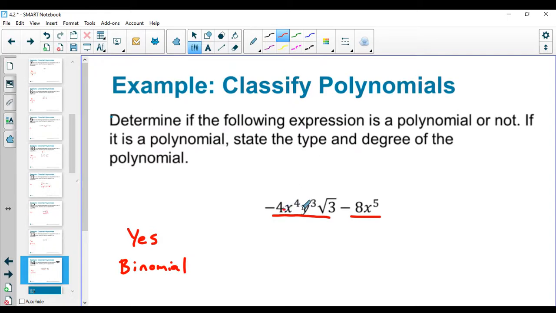Right? If it's multiplication altogether, it's considered one term. And then lastly, the degree. You might look at this and you might want to say 5 is the highest degree, but remember we have to add these. So we get 4 plus 3, which is 7. So that's actually the degree because 7 is higher than 5. You take the highest one.